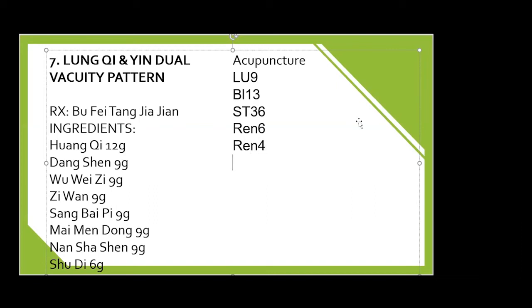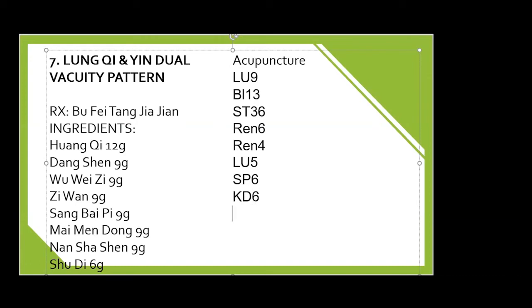Then we talk about tonifying. To tonify the lung, we can use the earth and water points of the lung, and to tonify qi generally, Stomach 36. And we can also go to tonify the kidney, Kidney 6. So that's some lung yin and lung qi tonification.